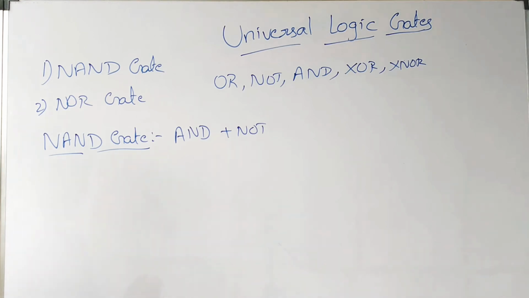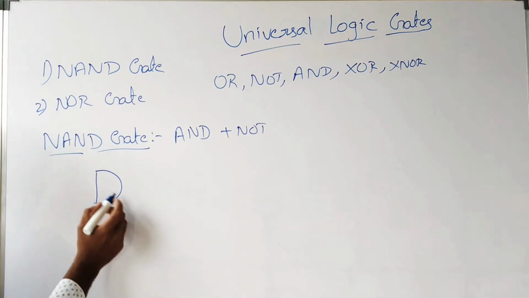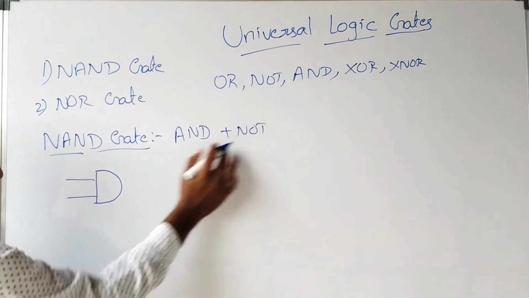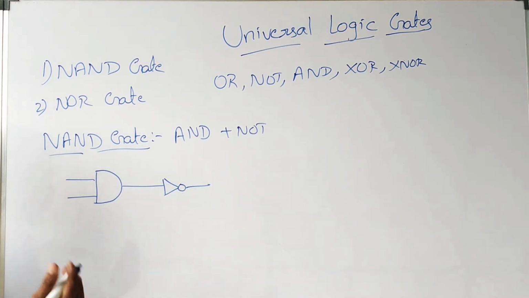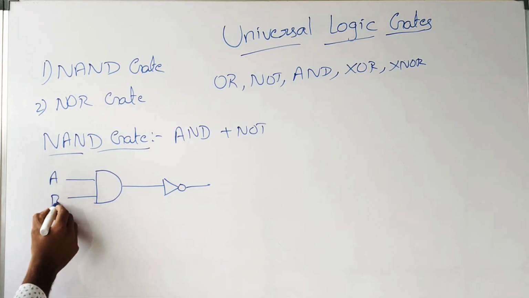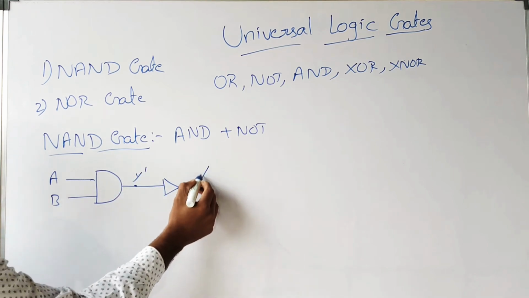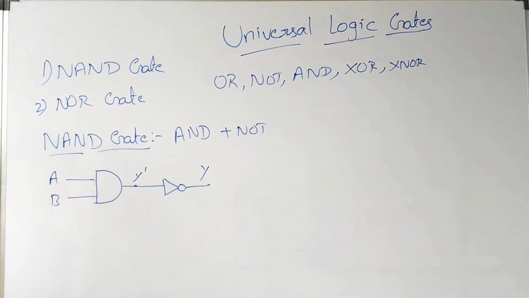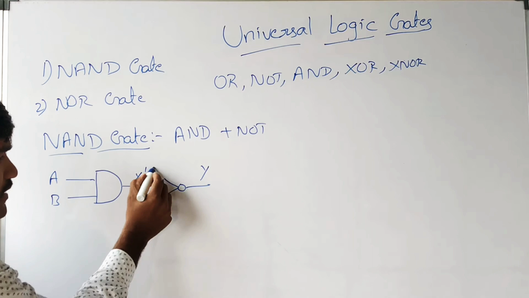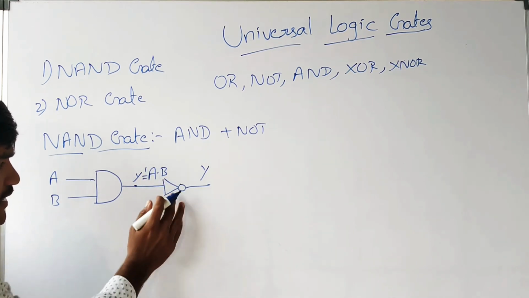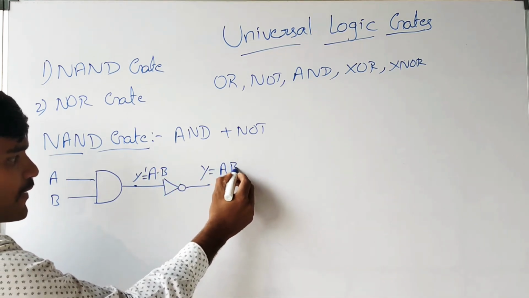Now the symbol. The AND gate symbol we already know, a straight line like this. We also know the NOT gate symbol is like this. By combining these, A and B are the inputs for the AND gate, Y dash is the output of the AND gate, and Y is the final output. Now tell me, what is the output Y dash? AND means just like multiplication, that means A dot B. NOT means whatever the input is, we put the complement. That means AB whole bar.